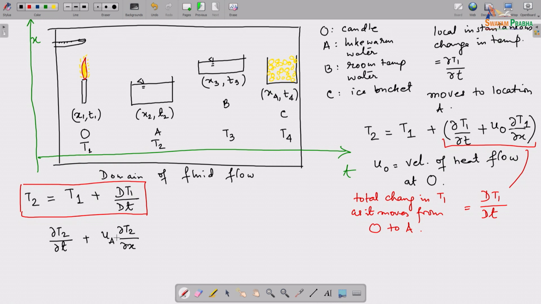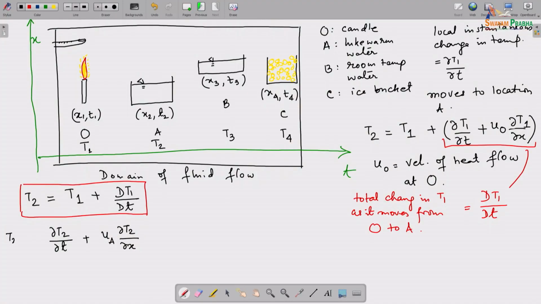So now I have a new temperature at location B, which is T3. T3 is essentially T2, the temperature was T2, to which this change has been added. So this change is nothing but T2 plus dT2 by dt.